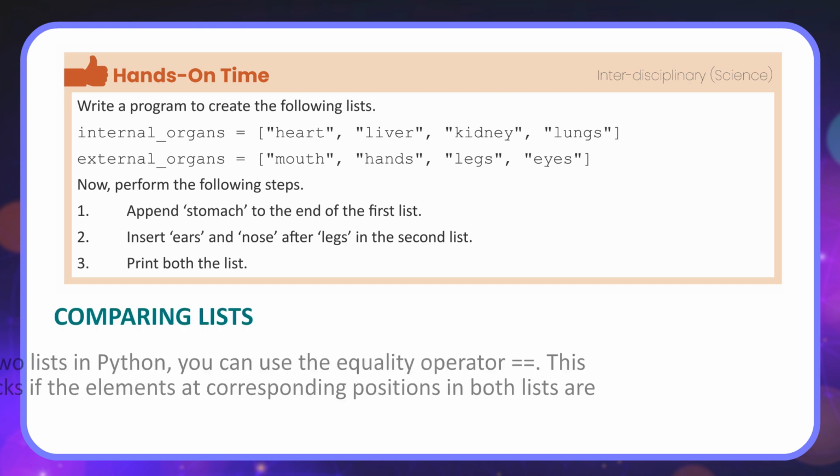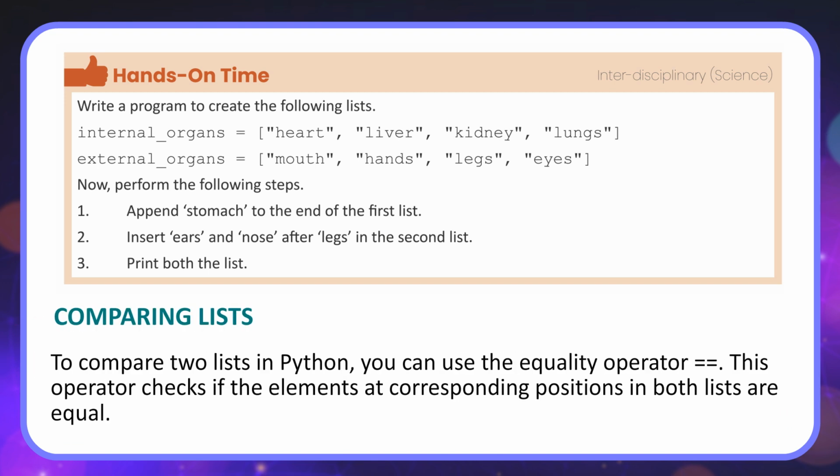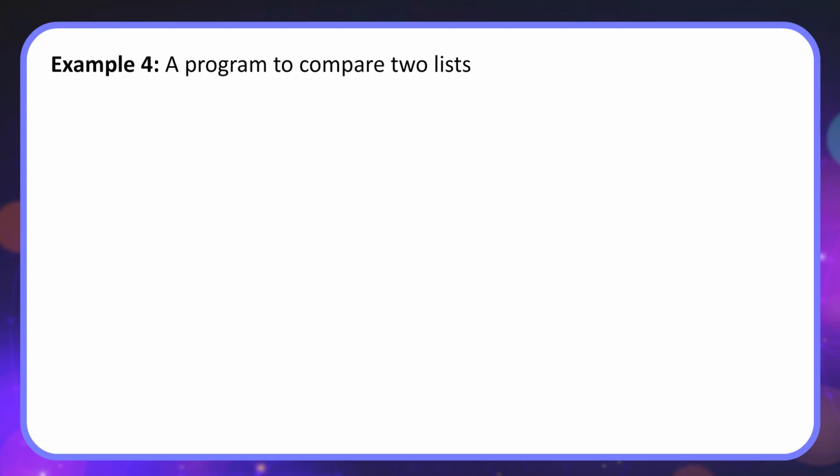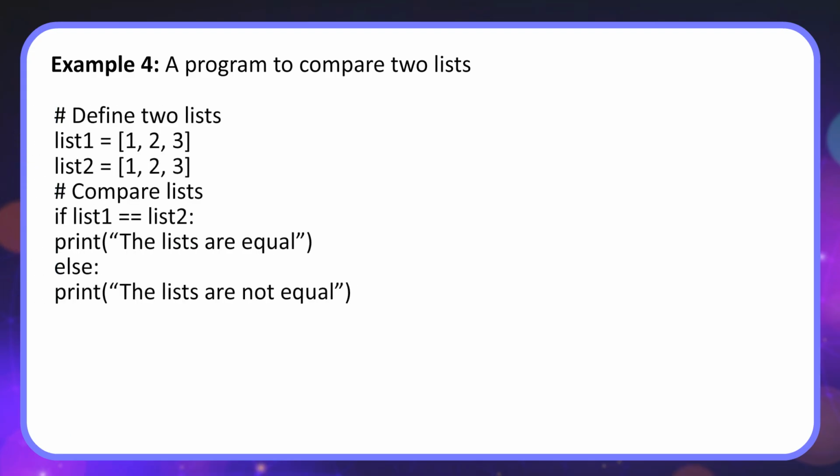Comparing lists. To compare two lists in Python, you can use the equality operator ==. This operator checks if the elements at corresponding positions in both lists are equal. Example 4. A program to compare two lists.